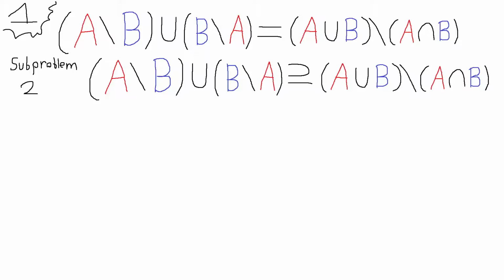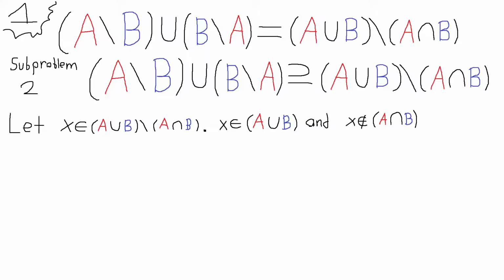Now for the second subproblem, where we have to show that the right side is a subset of the left side. Let x be an element of the right side. We see that x must be an element of the union of A and B, while also not being an element of the intersection of A and B. Since x is an element of the union, we deal with 2 cases: x is an element of A, or x is an element of B.